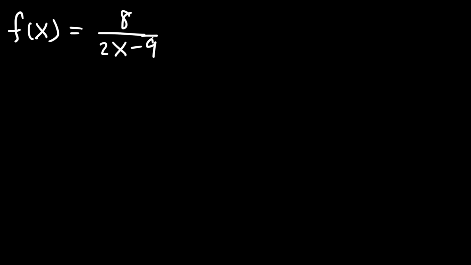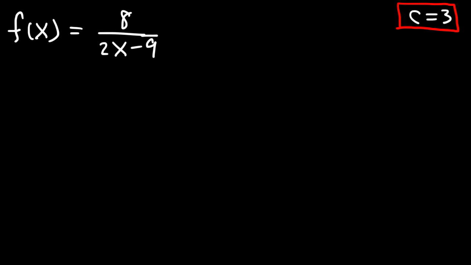Now that you've seen how to do the last example, you should be able to do the next one. Consider the function f of x is equal to 8 over 2x minus 9. Now what I want you to do is write a power series representation for this function, and this time we're not going to center it at 1, but let's center it at 3. So go ahead and try this problem.